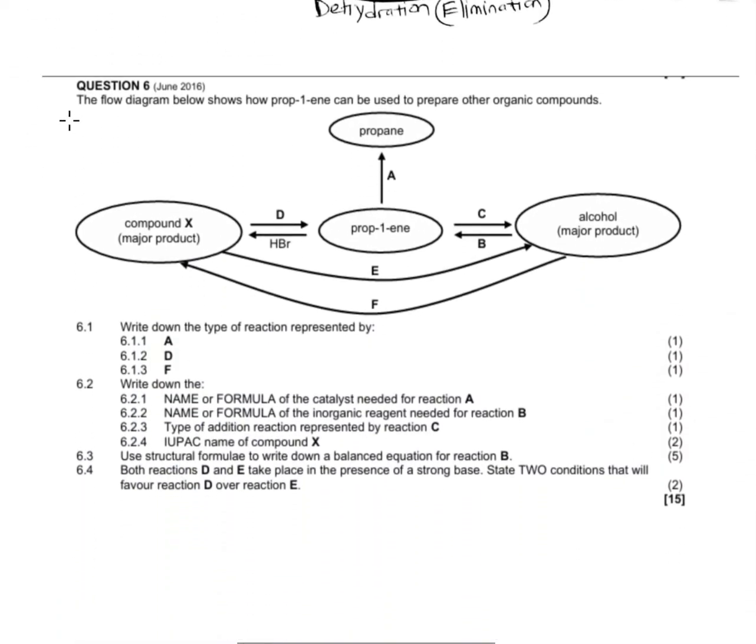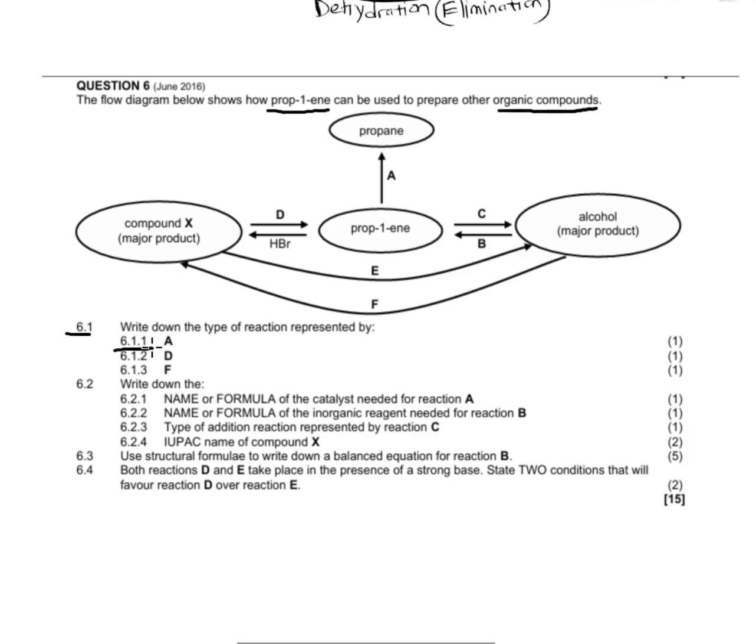Question 6 here. The flow diagram. We're given the flow diagram below, and it shows propene. It can be used to prepare other organic compounds. All right, we can see that propene is at the center. Can you see? It's at the center. It can be used to form other organic compounds.